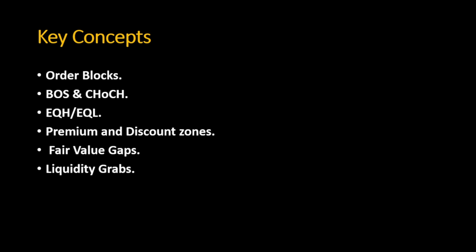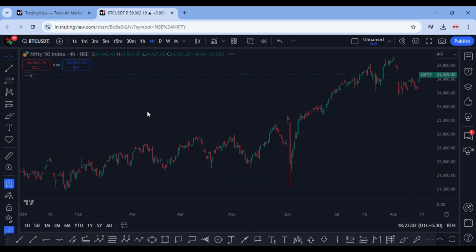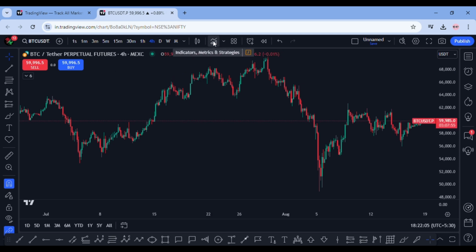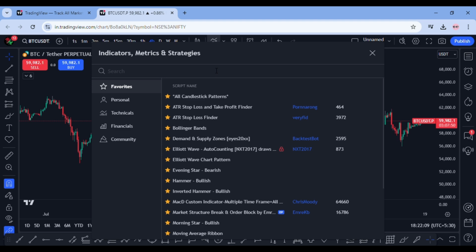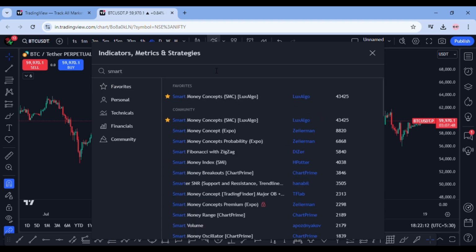No more wait. It's time to reveal the secret indicator, which is composed of all above levels of the smart money concept. 1. Go to tradingview.com. 2. Click indicators. 3. Search for and add the Smart Money Concepts LuxAlgo.